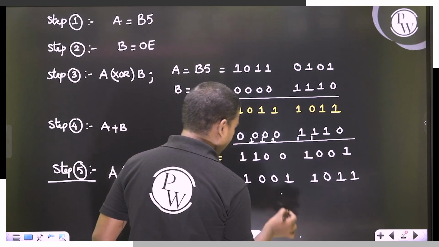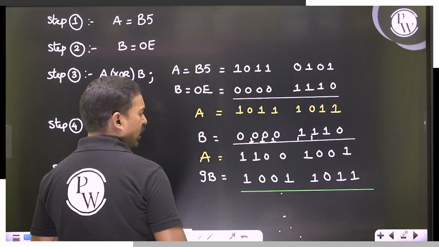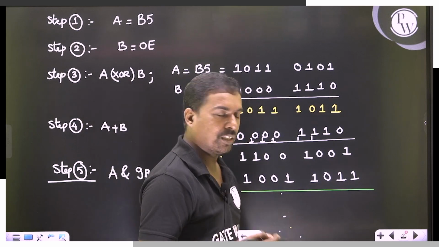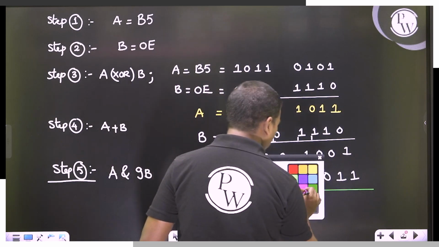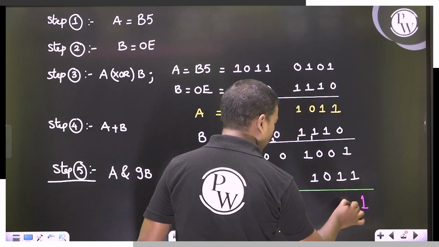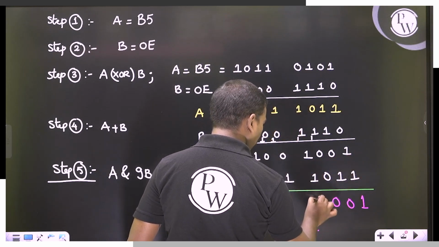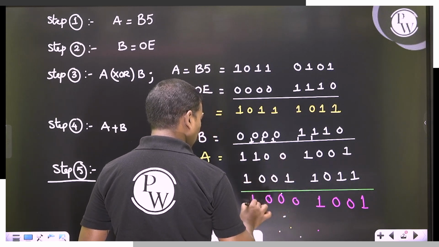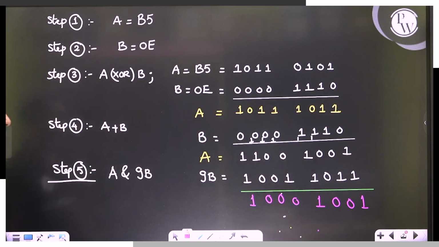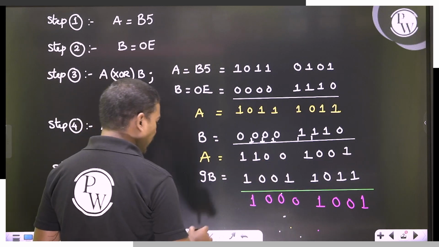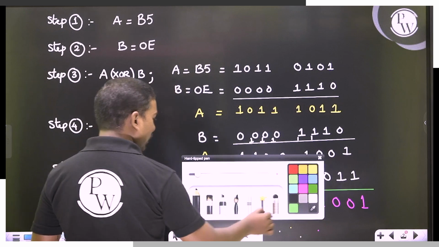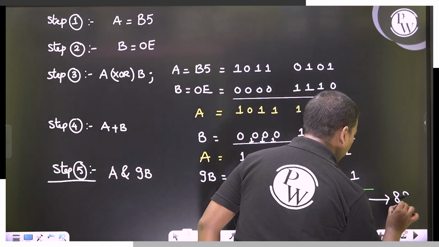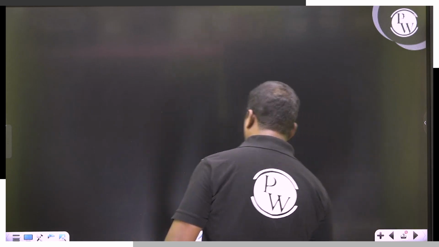Okay. So if you take this AND operation, what is the AND operation now? Both bits must be 1, then the result is 1. So here I am taking 1, 0, 0, 1, 0, 0, 0 and 1. So this is our result. What we are getting as the result is 89. So the accumulator we got here is 89. Step 5 is over. Let us move to step 6.